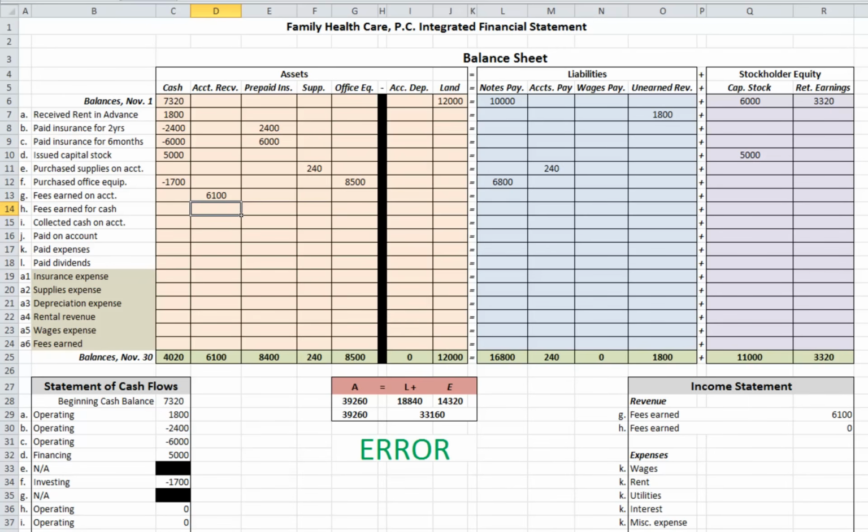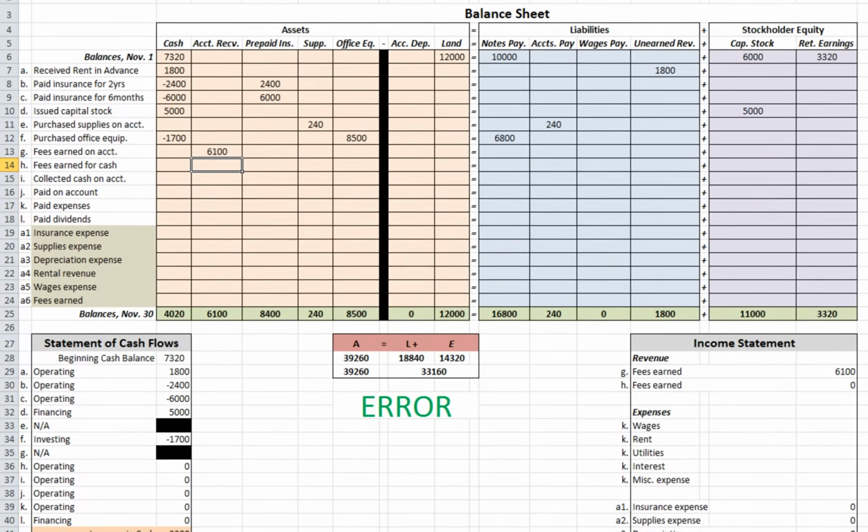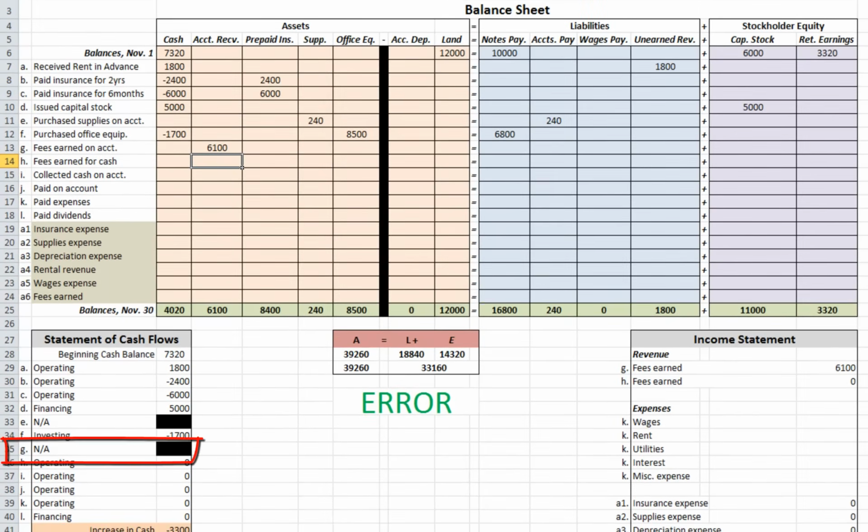So even though he hasn't received any cash at all, maybe besides co-payments, but we're not talking about that here, he hasn't received really cash yet. He just billed the insurance company, but it still counts as revenue. So if you look down in the lower right at our income statement, you will see fees earned of $6,100. However, if you go over to the statement of cash flows for transaction G, what do you see? Well, a big black square. Why is that? That's because there was no cash involved in this transaction. It's simply whatever Dr. Landry billed the insurance company.